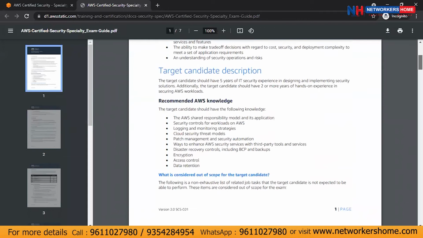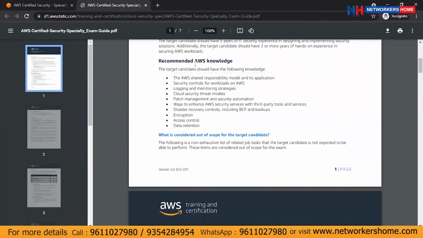Okay, so what we have here is recommended AWS knowledge about the following: AWS shared responsibility model, security controls, logging, monitoring, security threats, patch management, and security automation, and ways to enhance AWS security by using third-party services like a third-party firewall, disaster recovery, backup and restore, encryption, access control, and data retention in case of data loss.